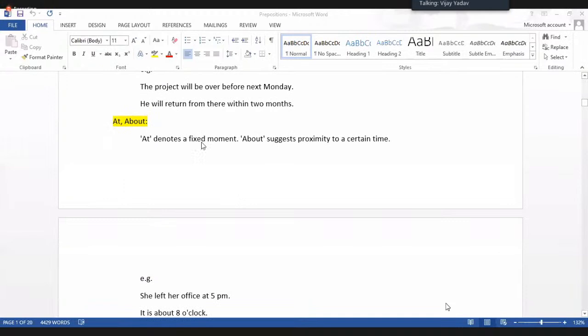Another is at and about. See, at denotes a fixed moment, and about denotes proximity. Proximity means nearness, isn't it? In Nepali, what do we say? About is lagbhag. About means almost. In Nepali, we say lagbhag. But at denotes a fixed moment, fixed time.